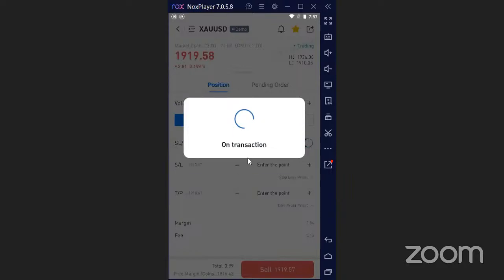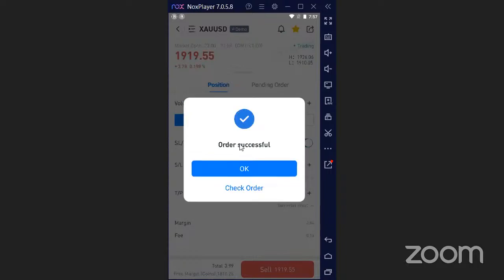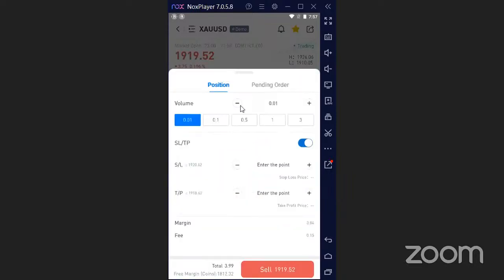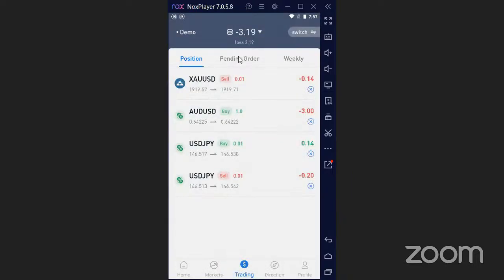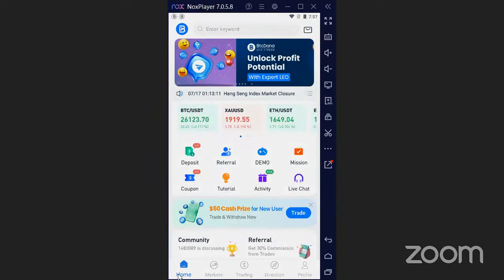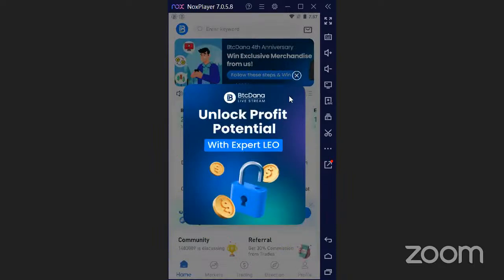Sorry, I'm waiting for this chart to load. Okay, so our order is successful. We sold successfully. So you want to come to check order. Or if you mistakenly close this and you don't have your sell order, don't worry. Just come back to your home page right here. Then click on trading.